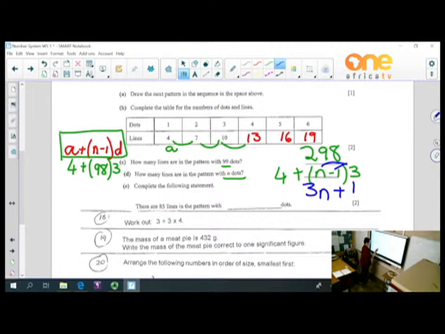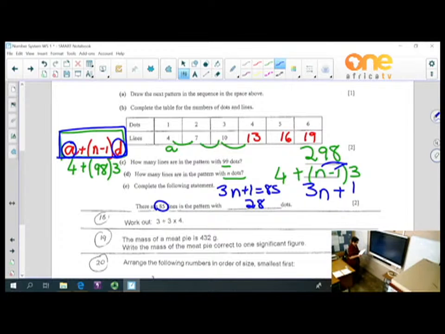And to find the last one, 85 lines. So now I can just equate this one to 85. So 3n plus 1 is equal to 85. And then I get that the number of dots is 28. Once you've got that formula, it's then very easy. Remember this one. Remember this for A is the first term, D is the common difference. It will help you a lot.